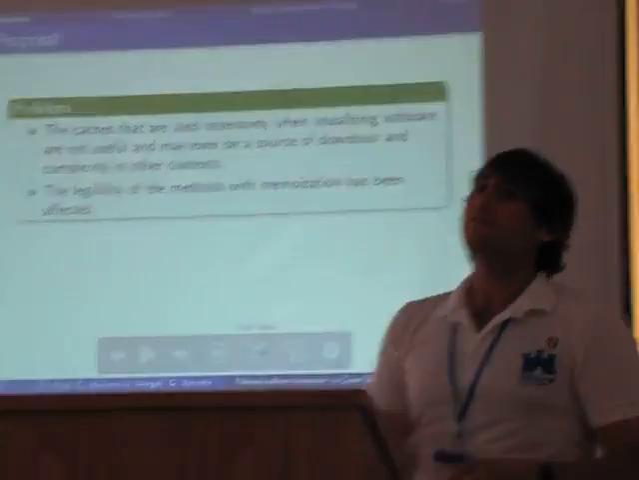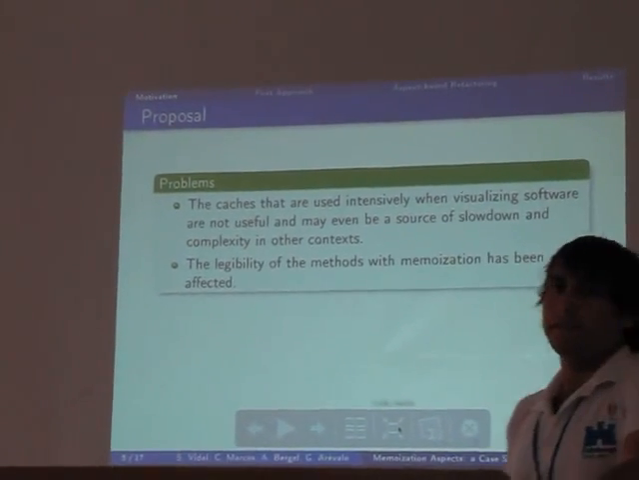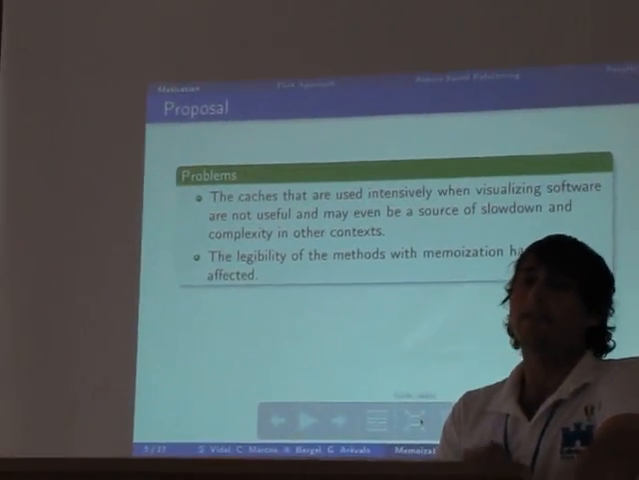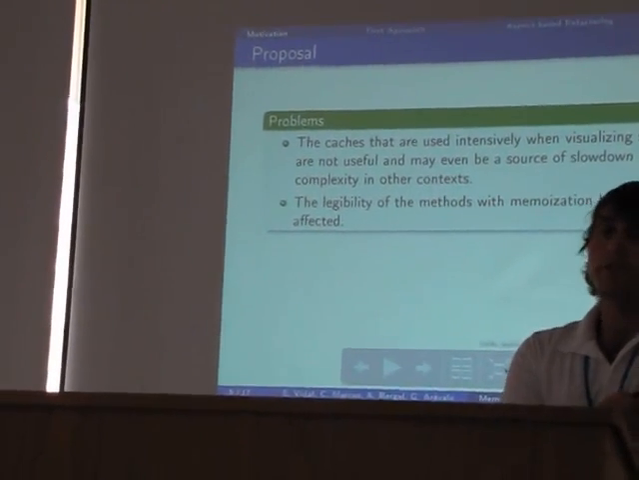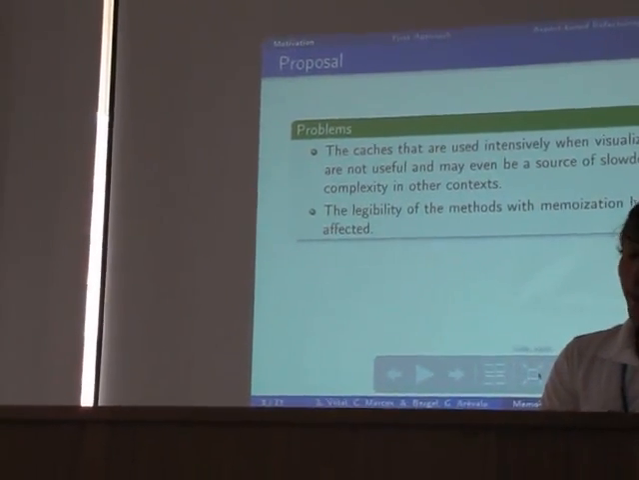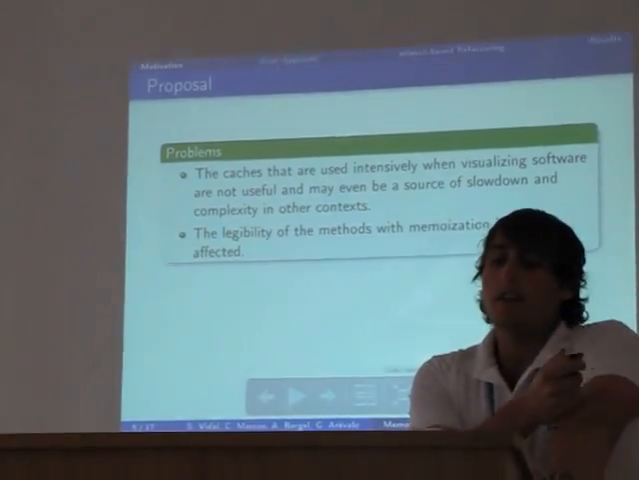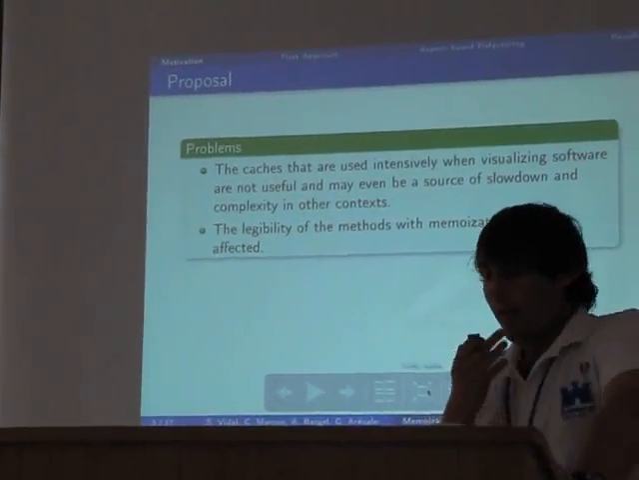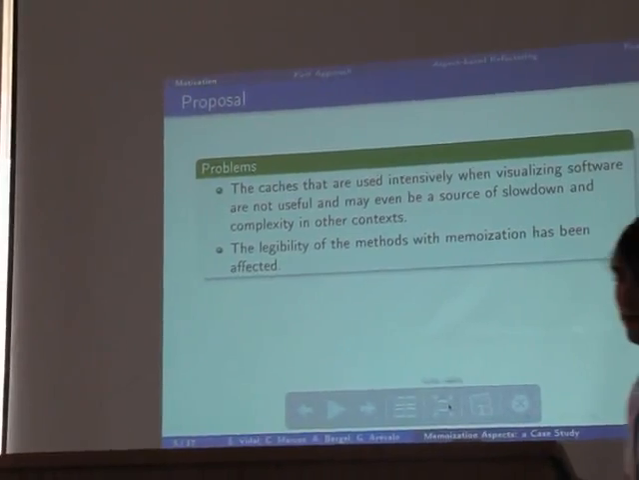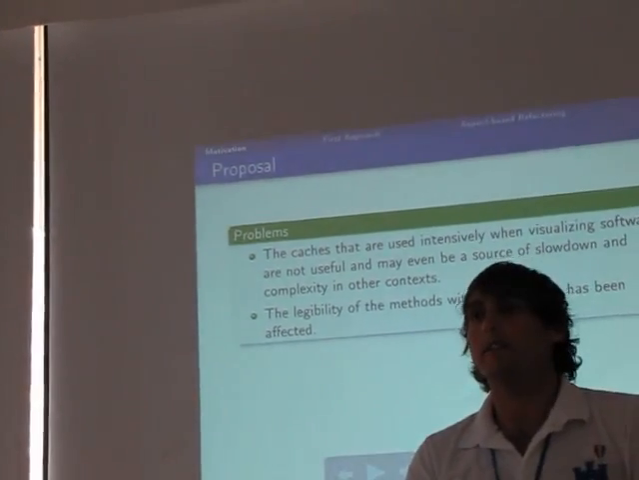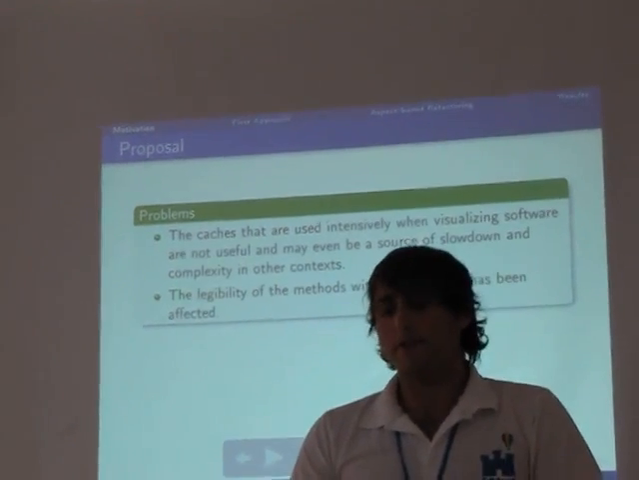But the use of memoization had some problems too. While these caches are used intensely in some kinds of visualizations, in others they are not used. So in these other cases, they might be a source of slowdown. And also, the other problem is the legibility of the methods, because it's negatively affected. So the goals of this work are two.